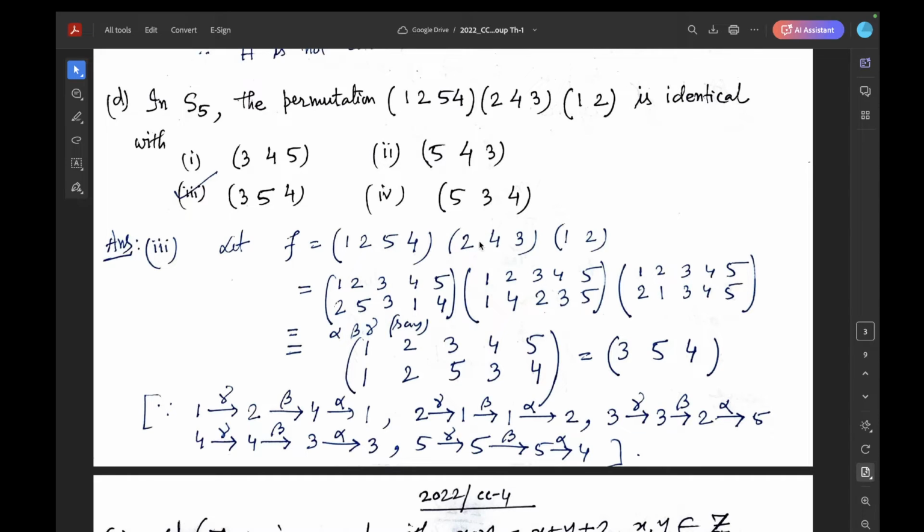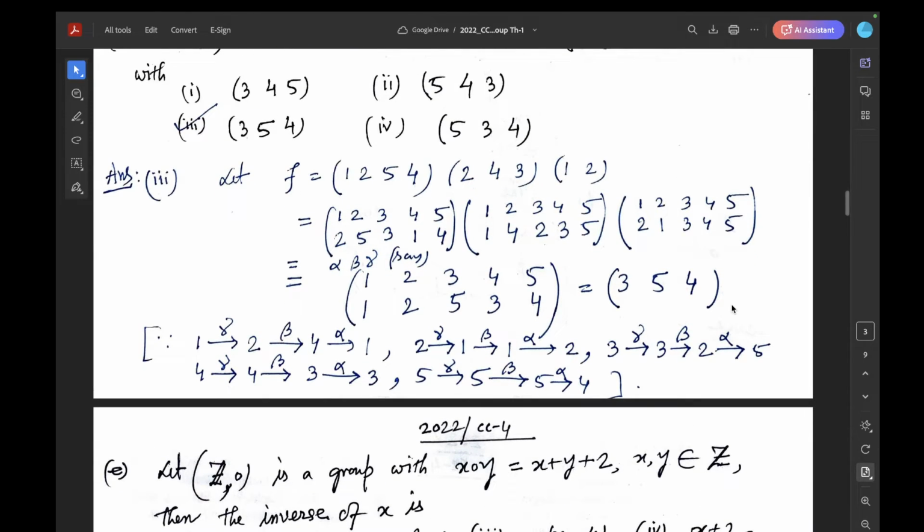For the cycle (2 4 3): 1, 2, 3, 4, 5. 2 to 4, 4 to 3, and 3 to 2. 1 corresponds to 1 and 5 corresponds to 5. For the cycle (1 2): 1 to 2, 2 to 1, 3 to 3, 4 to 4, and 5 to 5.